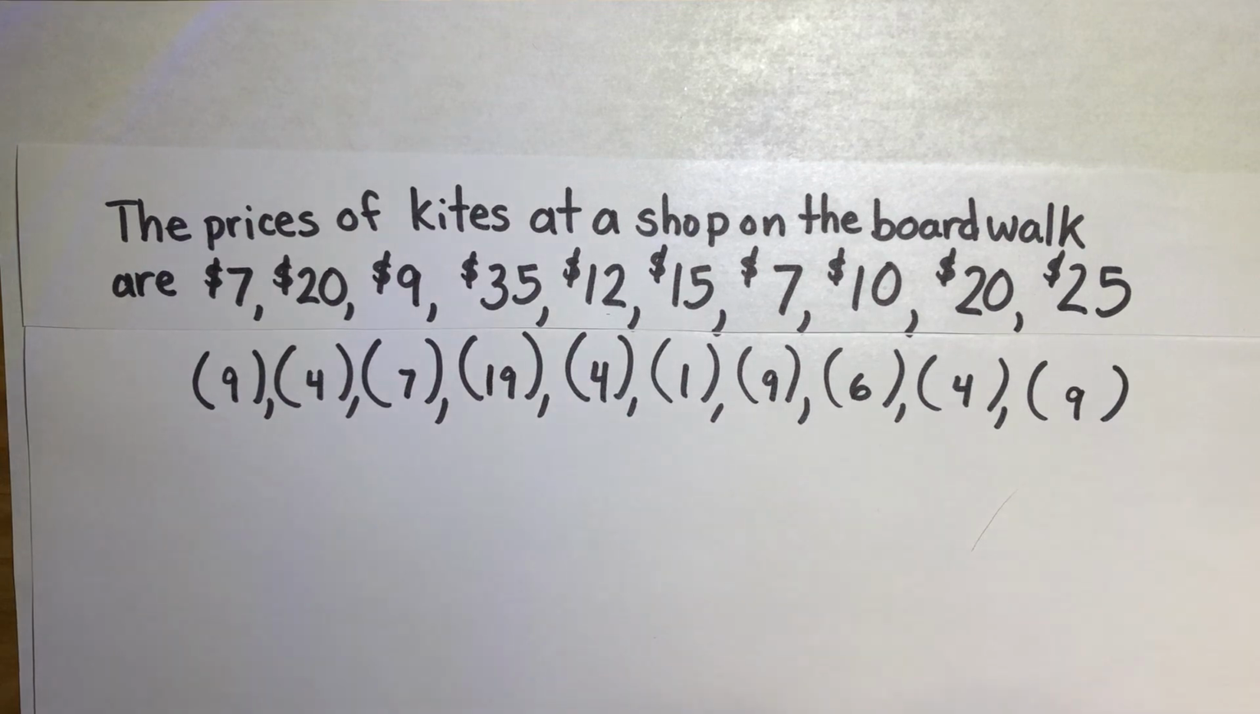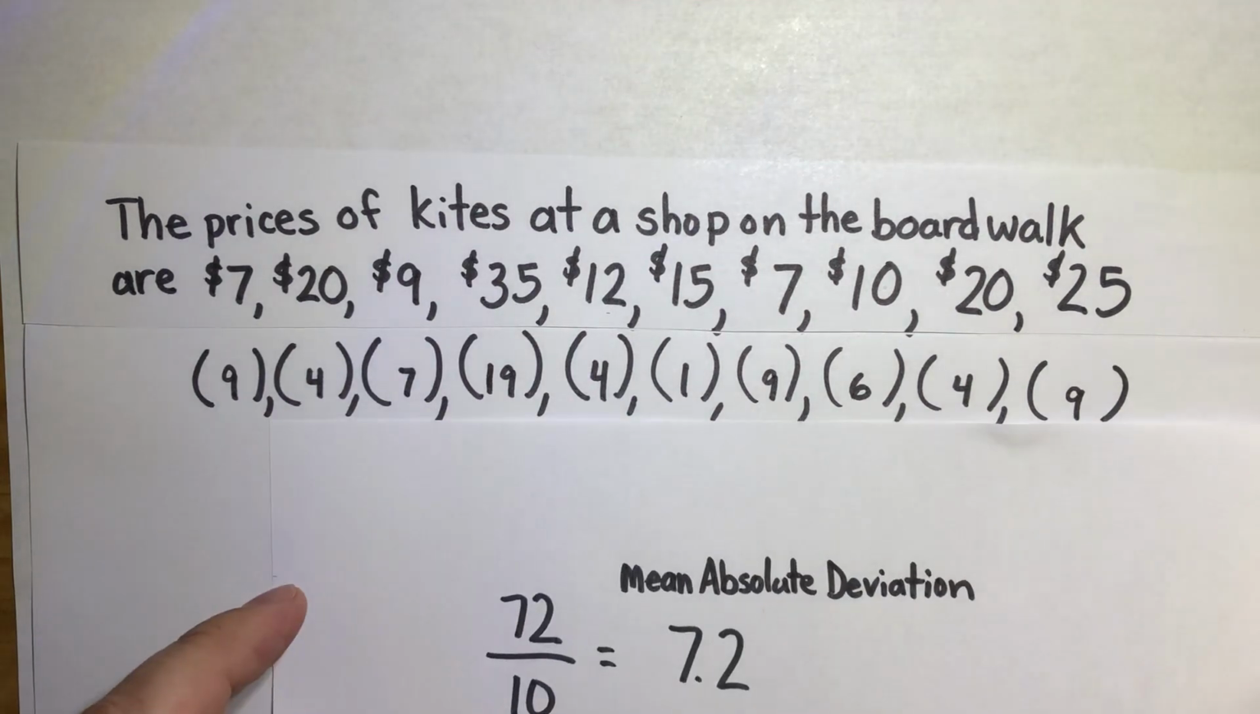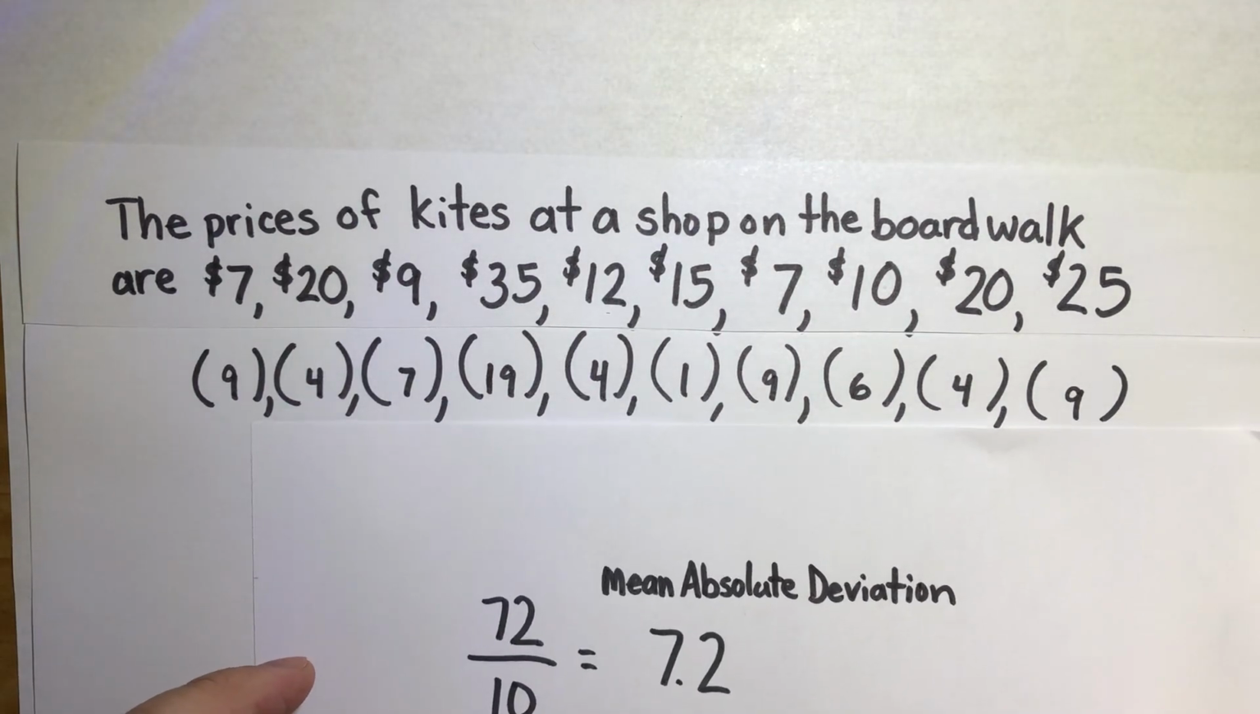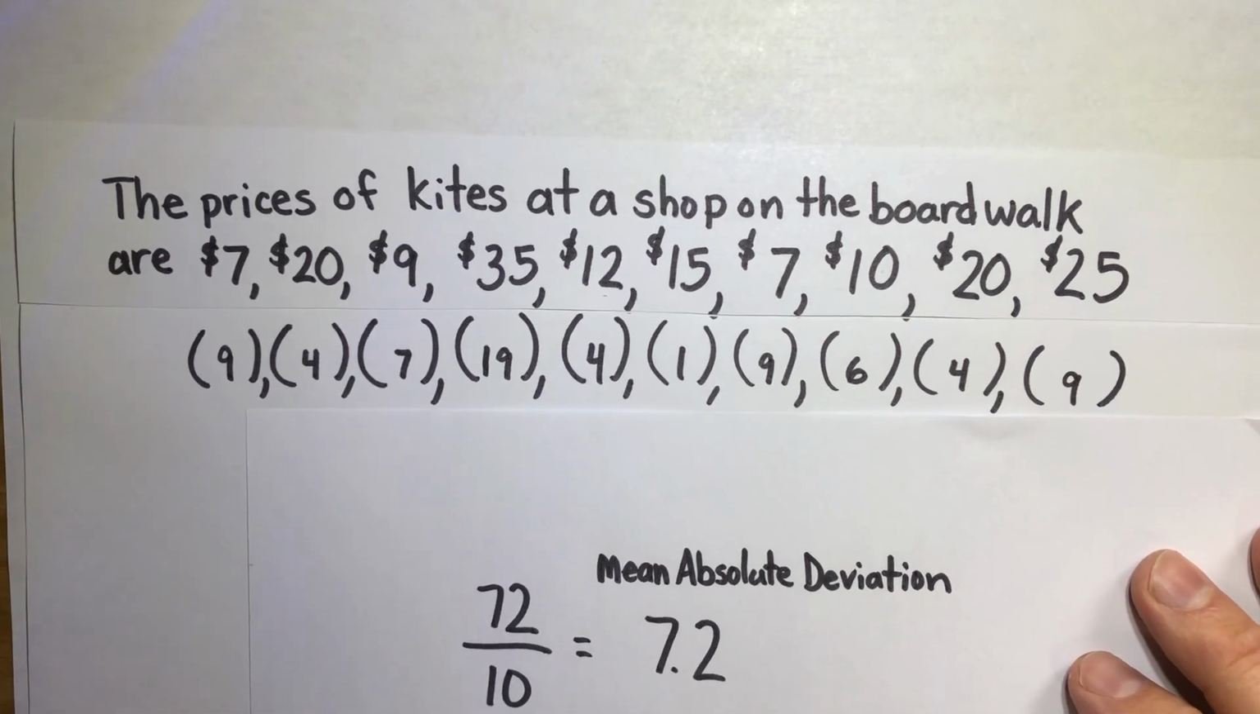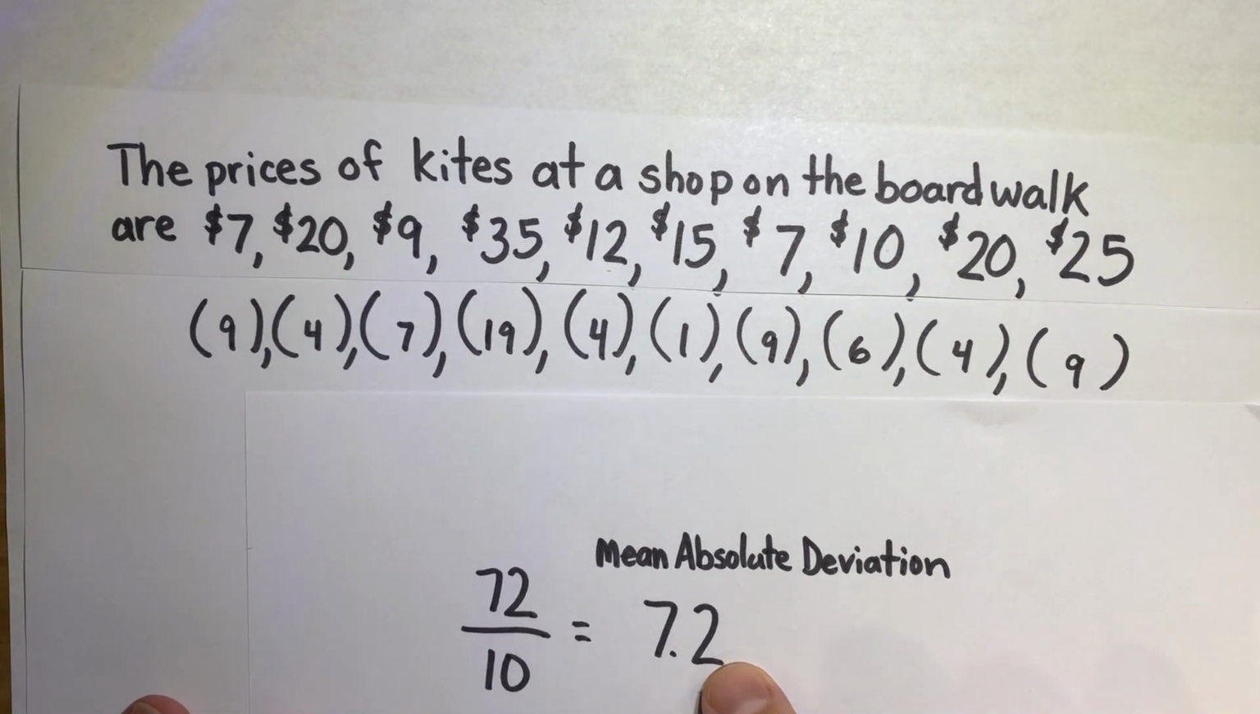So if I add up all of those numbers in parentheses, I get 72. If I divide that by how many terms there are, which was 10, I get a mean absolute deviation of 7.2. Again, this gives me one specific number that tells me how far the data is spread from the mean.